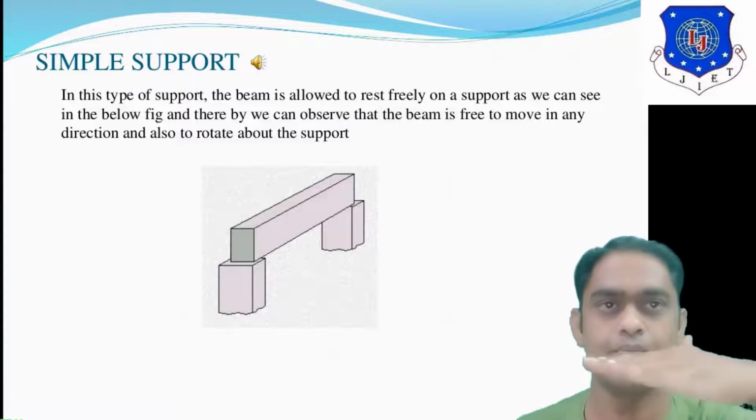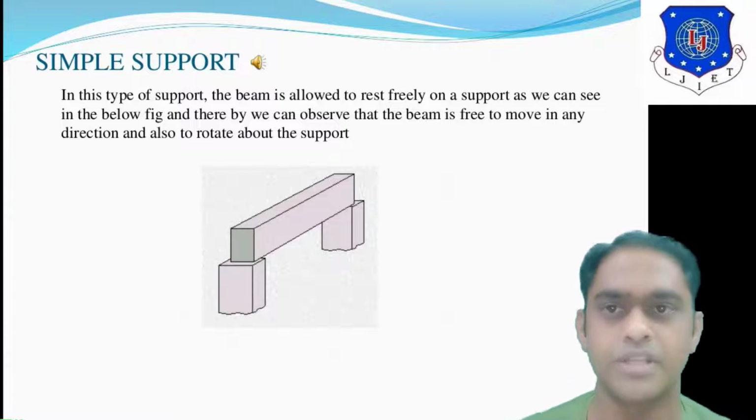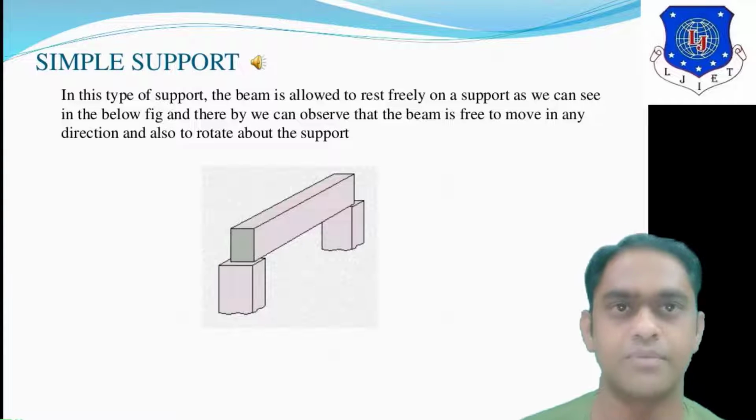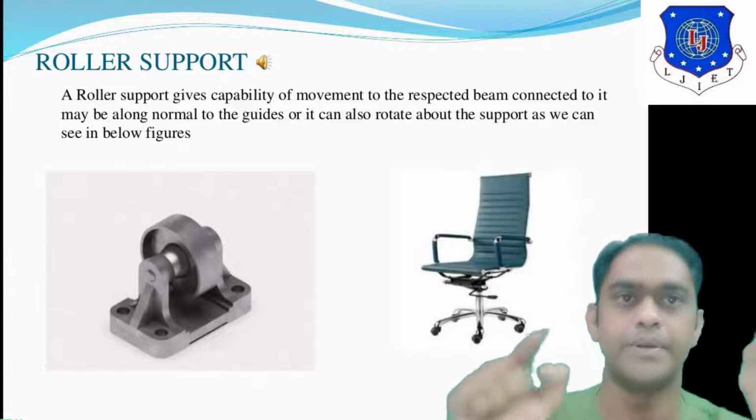So this type of beam is supported at both ends. This type of support is known as simple support, in which supports are not permanently fixed, it is just resting at both the ends of the beam.